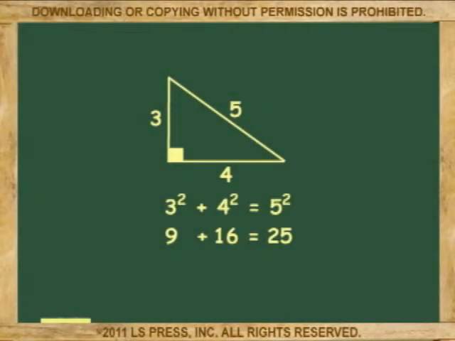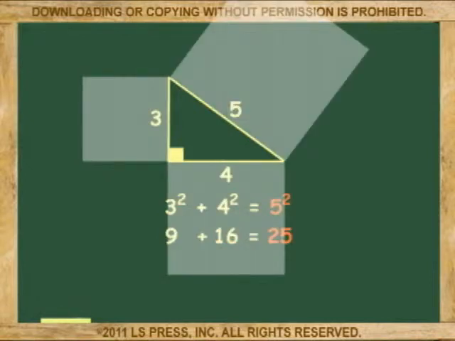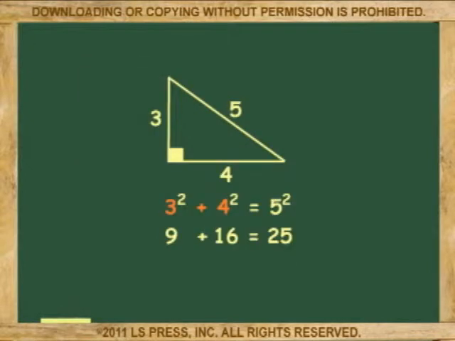In this example, 3 has been squared, so has 4 and 5. If we add before squaring them, they don't add up. Once squared, however, 3 is 9 and 4 is 16, the sum is 25, which is 5 squared.